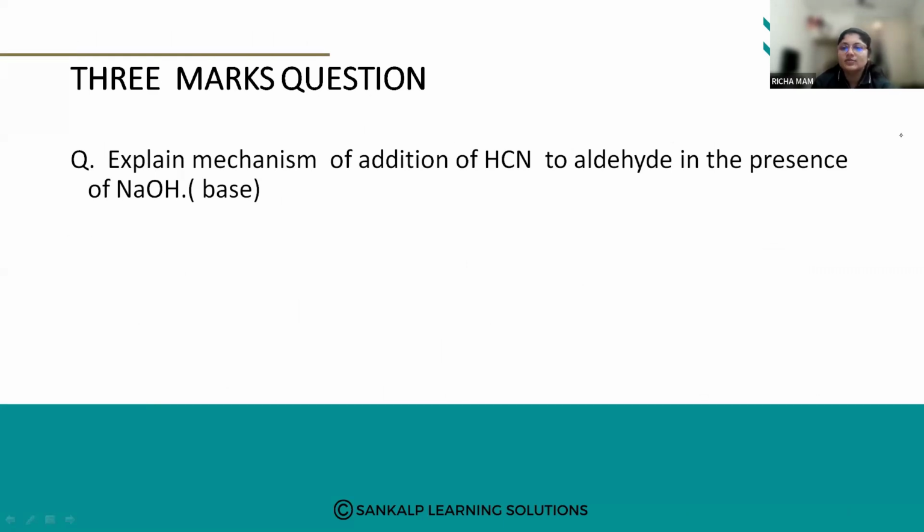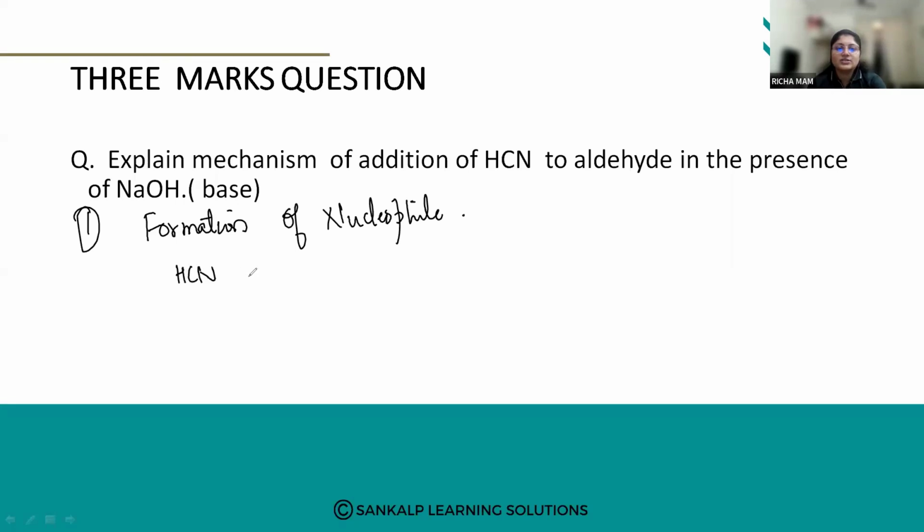So first step, I'll write stepwise. First step is formation of nucleophile. Hydrogen cyanide reacts with the base, and you are going to get CN minus plus H2O. This is step 1, formation of nucleophile. Hydrogen cyanide reacts with the base, that is your NaOH, to give you CN minus and water.